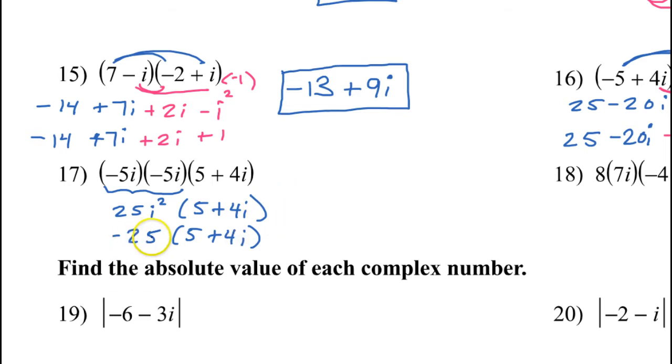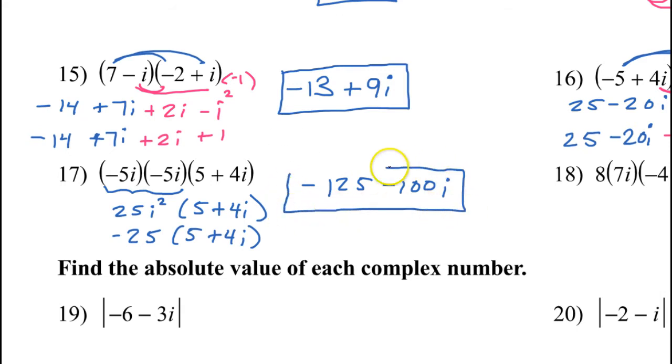Now I do the distributive property. So negative 25 times 5 is negative 125. And then negative 25 times 4 is negative 100, so I'll have negative 100i. So this will be the final answer for number 17.